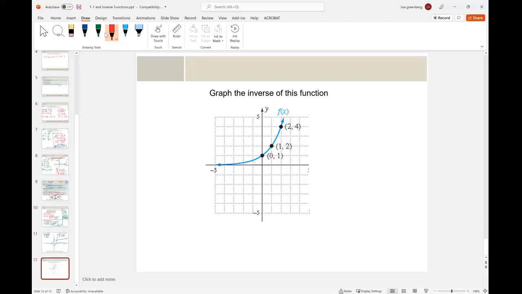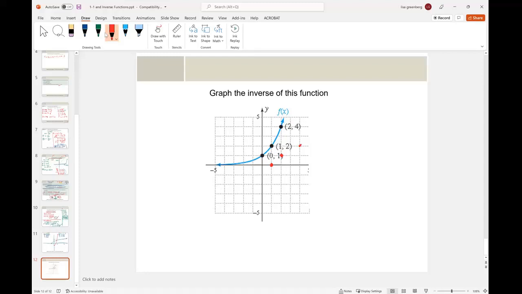Can't you just switch all the points? Exactly. I'm just going to switch all the points. So I have the point (0, 1). I'm going to make it (1, 0). I have the point (1, 2). I'm going to make it (2, 1). I have the point (2, 4). I'm going to make it (4, 2).